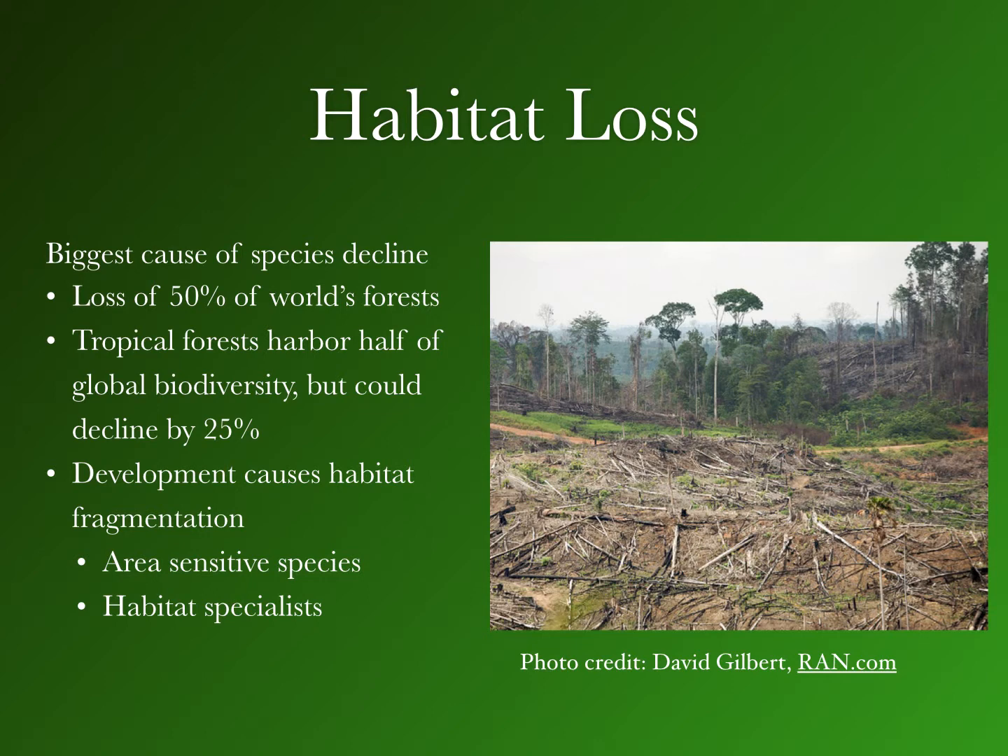As cities grow and human development expands further into natural areas, habitat fragmentation changes the landscape, as well as the composition of plant and animal species. Area-sensitive species and habitat specialist species tend to decline and may eventually disappear following habitat fragmentation.